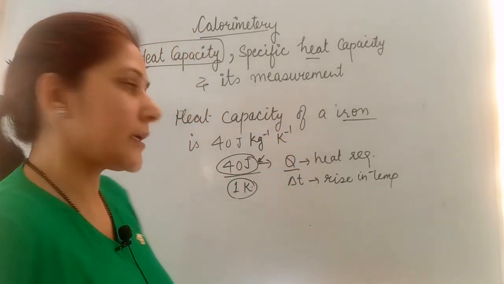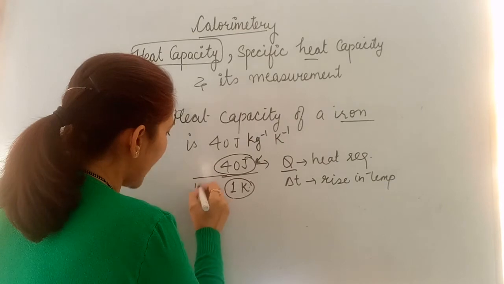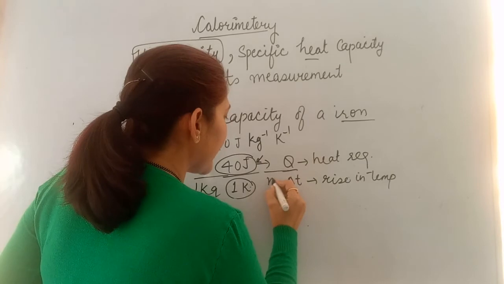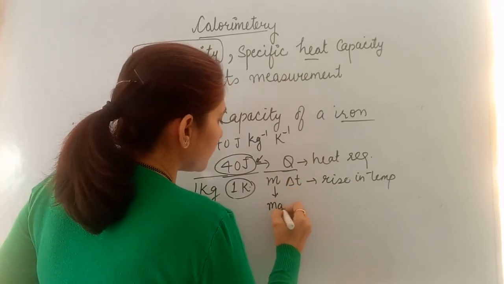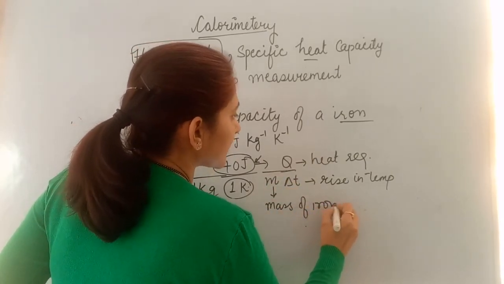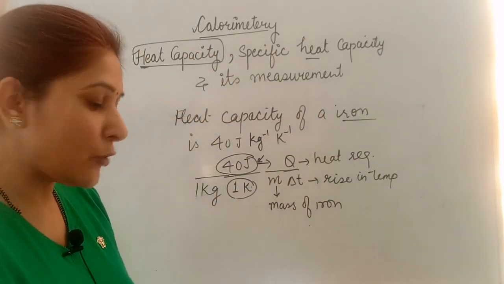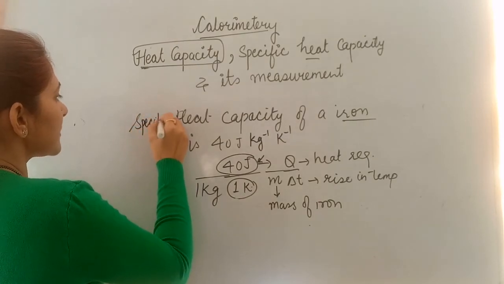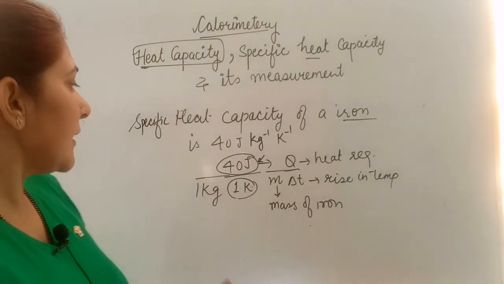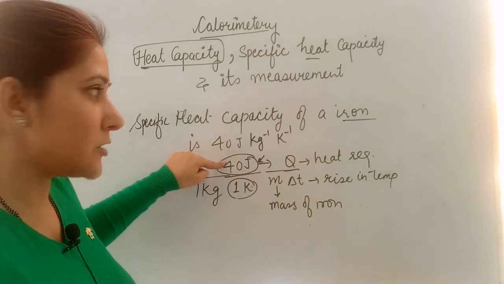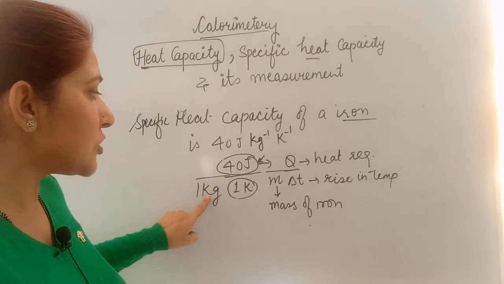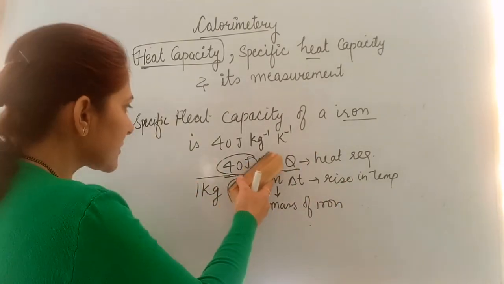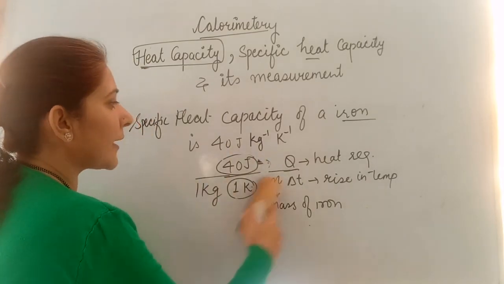Now what is the meaning of this statement? Now you can write it here as 1 kg into 1 Kelvin. Instead of this you can write here, and here you can add mass. This is the mass of iron, because here iron is given to you. Now how can you interpret this statement? This is specific heat capacity. Now you can say 40 joules of heat energy is required by 1 kg of iron to raise its temperature by 1 Kelvin. Whatever is given to you here, you just have to write it in terms of that.